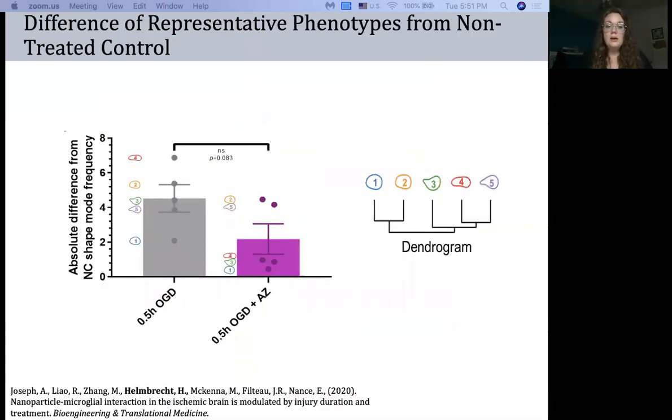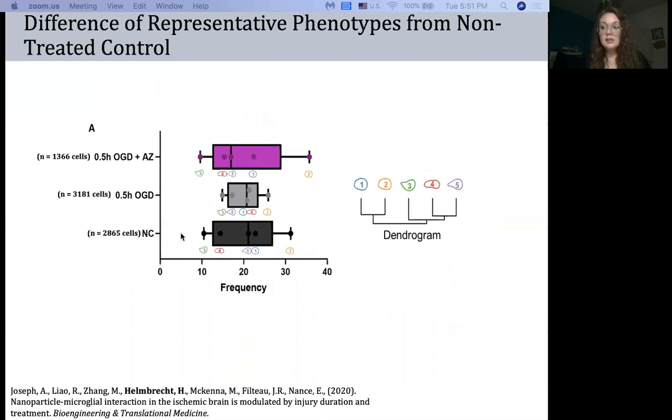When we did this, we found an interesting difference: there is a difference in representative phenotypes between our non-treated control and our OGD group, which is then changed and reverted slightly with treatment. Looking at this in another way, in terms of microglial heterogeneity, we actually can find that there is less heterogeneity in the injured group. That being said, all of their representative morphological phenotype frequencies are more similar, and so there's higher heterogeneity in which shapes are existing in that system, and that is also reversed with treatment.